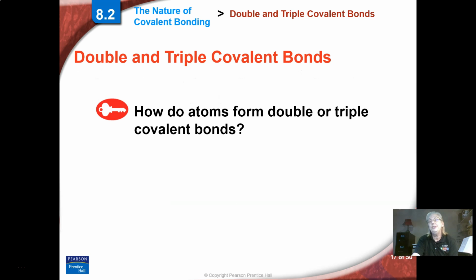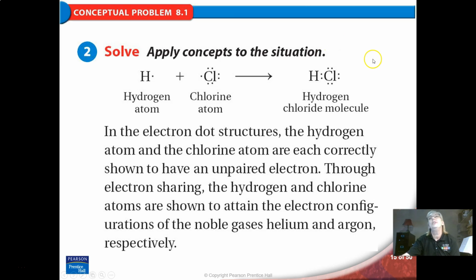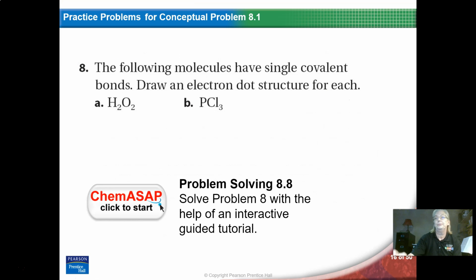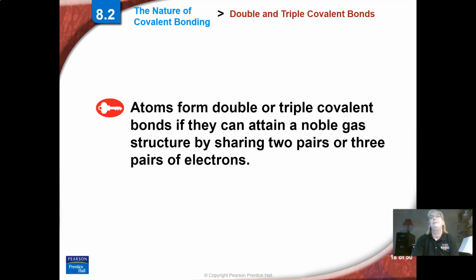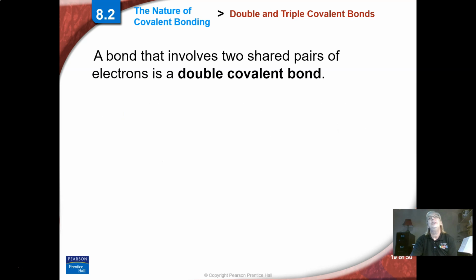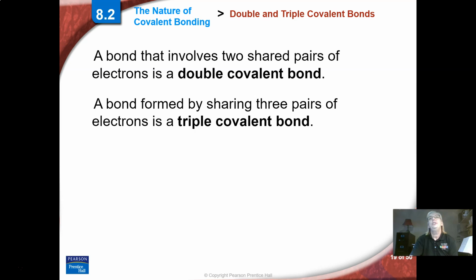And then sometimes those things that I was showing you here are single bonds. When 2 electrons overlap each other and share, that's a single bond. But we can have double and triple bonds as well if it makes everybody stable and happy that way. So we're doing that so that we have that full outer shell, that octet filled. So let's look at a double bond. When 4 electrons are shared, that's a double bond, and when 6 electrons are shared, that's a triple bond.